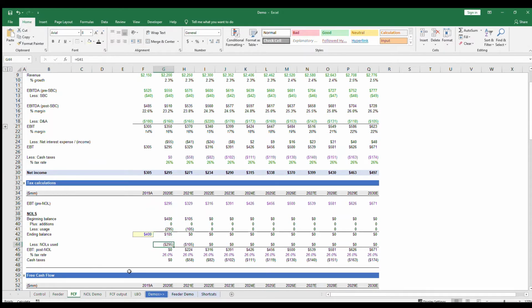Then, in year two, its EBT is $329 million. Since its NOL balance is now only $105 million, it can only deduct $105 million from its EBT, bringing taxable income down to $224 million. And then the company pays taxes on that $224 million of taxable income.